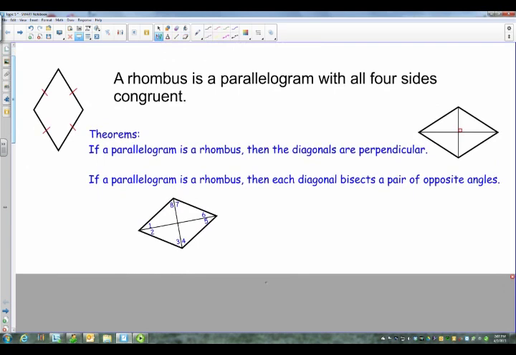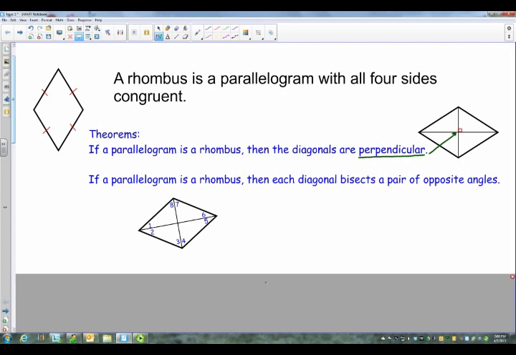Now, here's a couple theorems that come into play with rhombi. If the parallelogram is a rhombus, which we're saying it is, the diagonals are perpendicular. Now think about what the word perpendicular means. It means they meet at a right angle. So all of your diagonals will meet at a right angle in these rhombus.